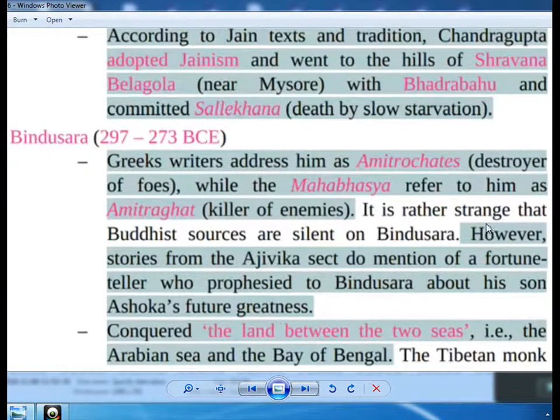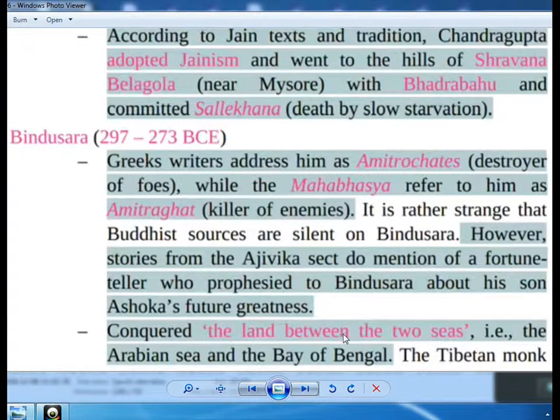It is rather strange that Buddhist sources are silent on Bindusara. However, stories from the Ajivika sect do mention a fortune teller who prophesied to Bindusara about his son Ashoka's future greatness.